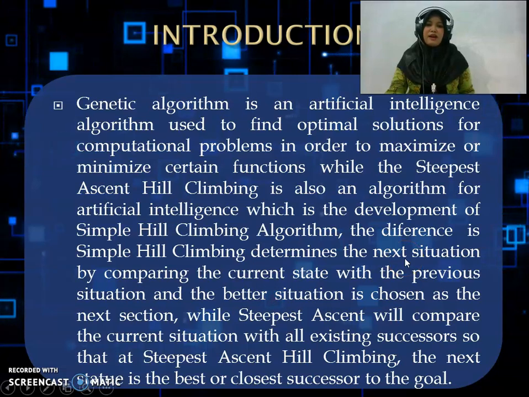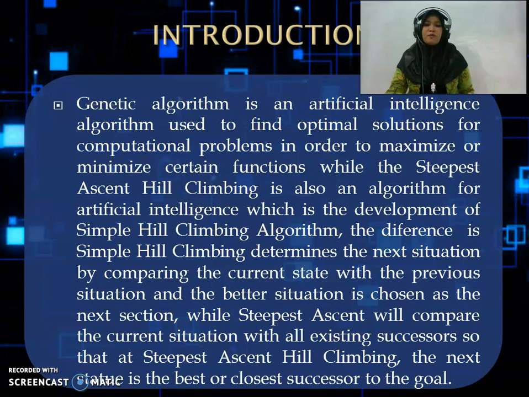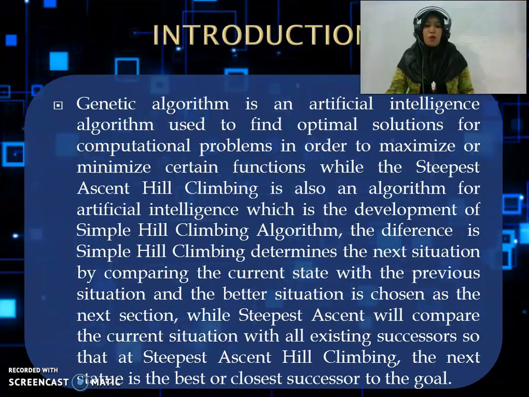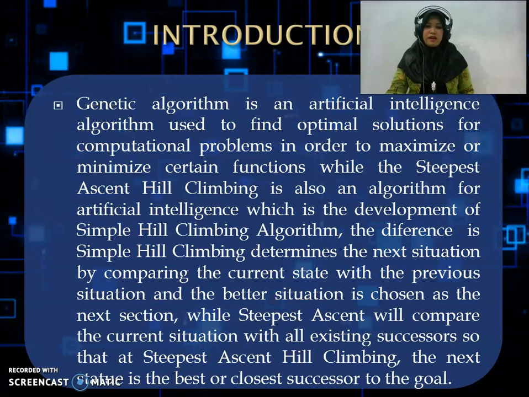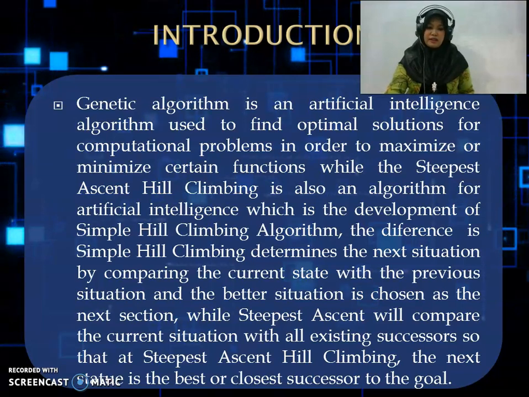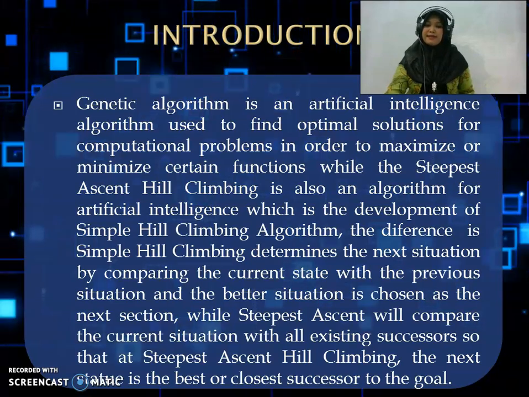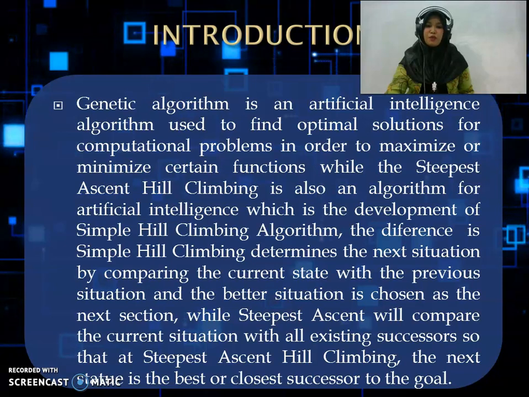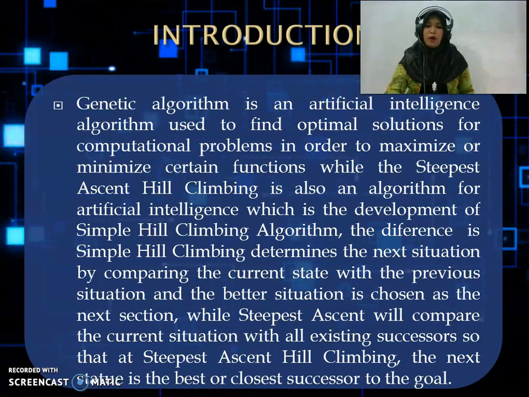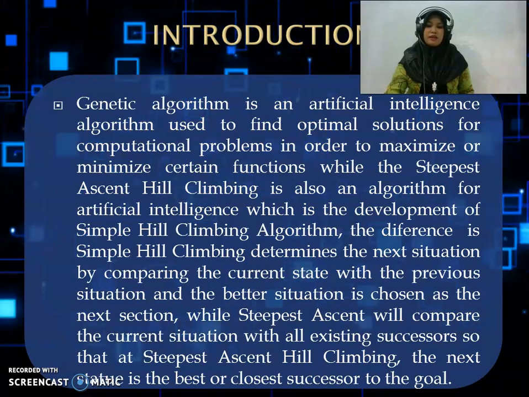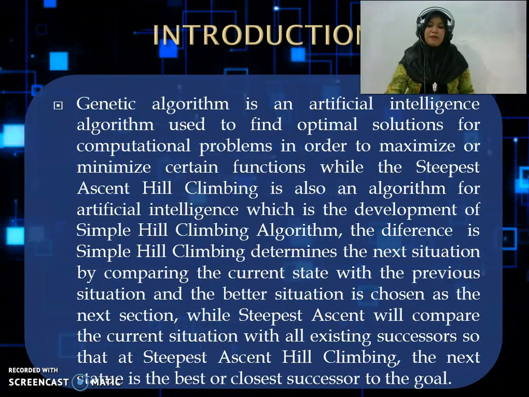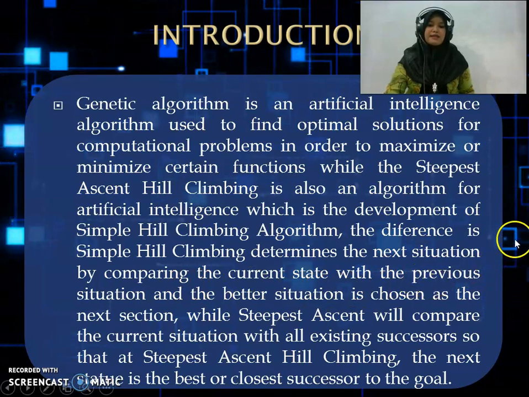Genetic algorithm is an artificial intelligence algorithm used to find optimal solutions for computational problems in order to maximize or minimize a certain function, while the steepest ascent hill climbing is also an algorithm for artificial intelligence, which is the development of simple hill climbing algorithm. The difference is simple hill climbing determines the next situation by comparing the current state with the previous situation, and the better situation is chosen as the next state, while steepest ascent will compare the current situation with all existing successors, so that at steepest ascent hill climbing, the next state is the best or closest successor to the goal.